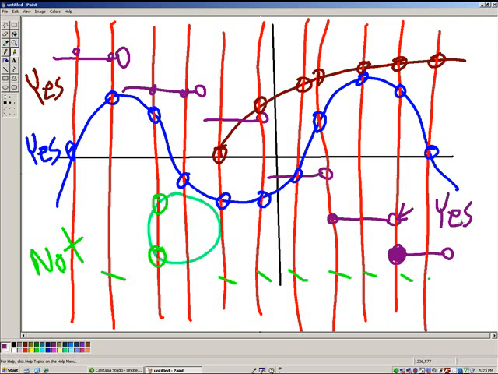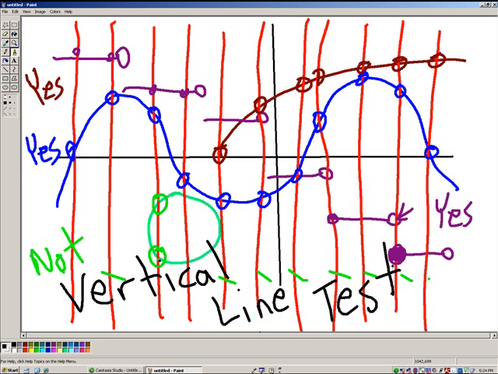Vertical line test. Let's go ahead and put that on there for you. When you have data given to you graphically, you can quickly and easily, you don't even have to write it, you can just look at it. Will a vertical line hit that function graph more than one time? Yes, then it's not a function. No, then it is a function. Kind of an inverse relationship right there.